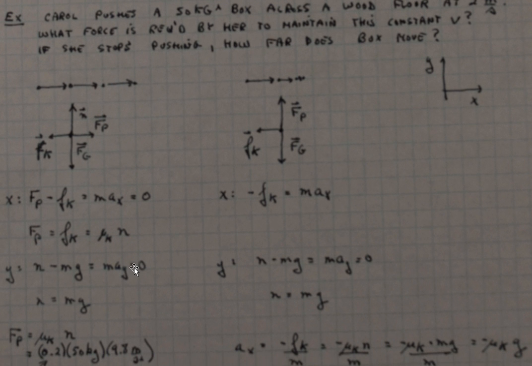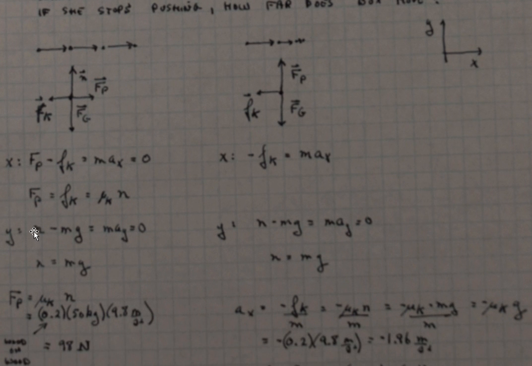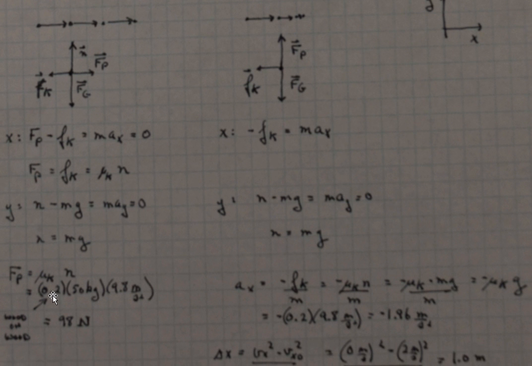The normal force we're going to get out of the y equation. This is a general thing you'll see in friction. So the y equation for this scenario is n minus mg is equal to 0 because the y acceleration is 0, and therefore n is equal to mg. Well, now we can go back and plug that in. F sub p is equal to mu sub k times n. 0.2 is out of your table in the book for wood on wood for kinetic, times m times g, so that's 50 kilograms times 9.8, and so that is 98 newtons.